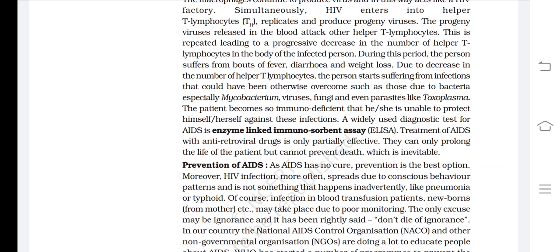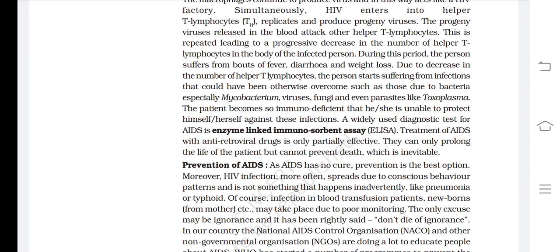Due to the decrease in the number of helper T lymphocytes, the person starts suffering from infections that could have been otherwise overcome, such as those due to bacteria, especially Mycobacterium, viruses, fungi, and even parasites like Toxoplasma. The patient becomes so immunodeficient that he or she is unable to protect himself or herself against these infections.